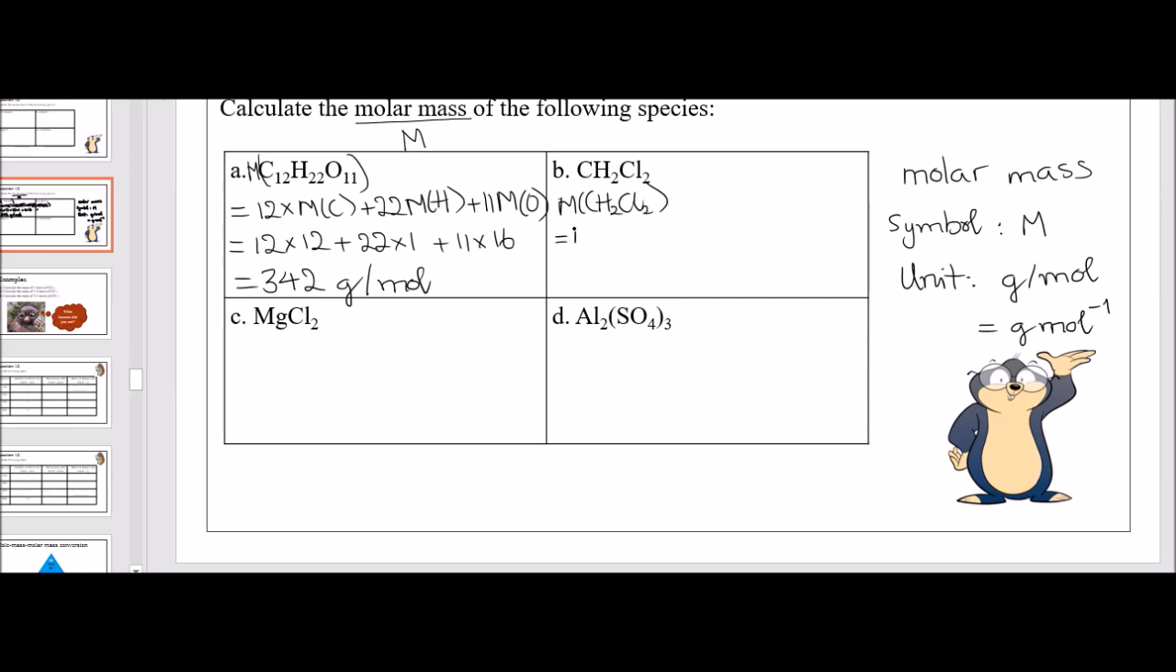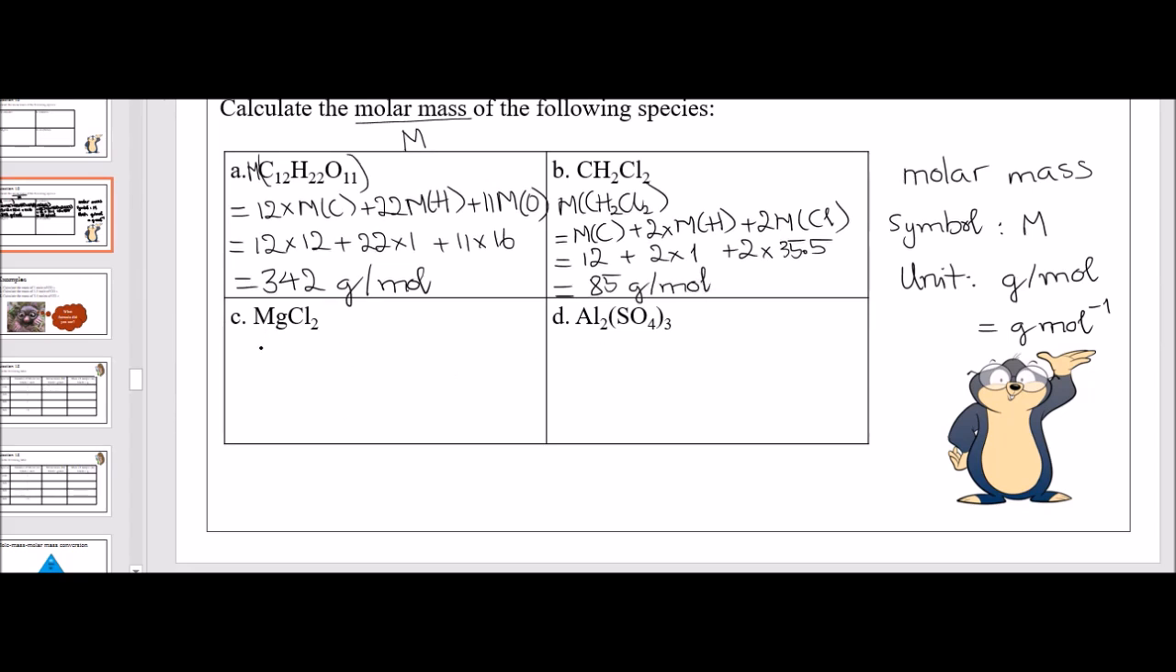So we have one carbon, so we need 1 molar mass of carbon with 2 molar masses of hydrogen and 2 molar masses of chlorine. So that's 12 from carbon, 2 times 1 from hydrogen, and chlorine is 35.5, which will give you 85. The unit is grams per mole, which is the unit for molar mass always.